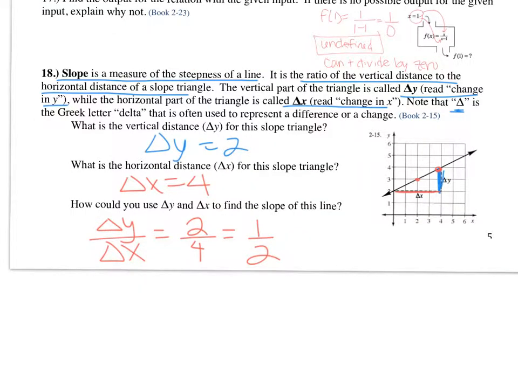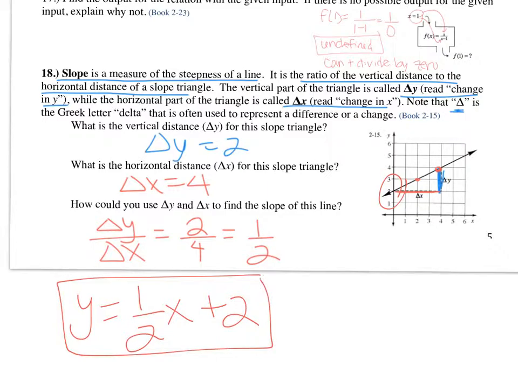The next part of this problem, we want to find the equation. So we know that we have a growth factor of 1/2. So we have y equals 1/2 x. And then we want to find the starting value, which is that y-intercept, which is going to be at positive 2. So y equals 1/2 x plus 2.